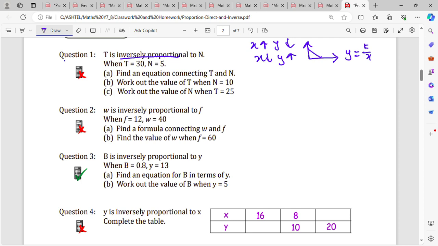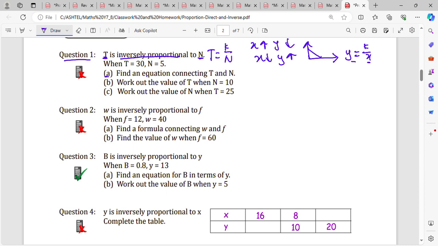Alright, so let's look at question 1 here. They give you t is inversely proportional to n. So that means t equals k over n. Remember, just substitute the t with the y, the first letter here with the y, the second letter given with the x. So same thing. Once you identify the correct equation, then you may try to answer the question.